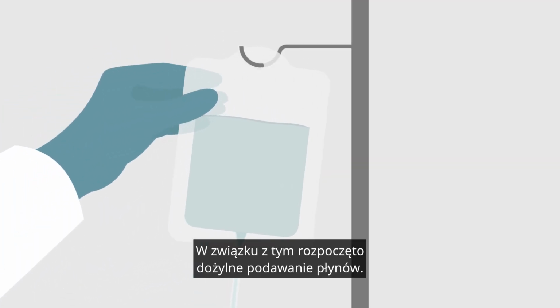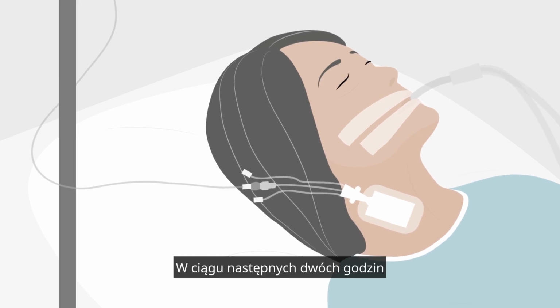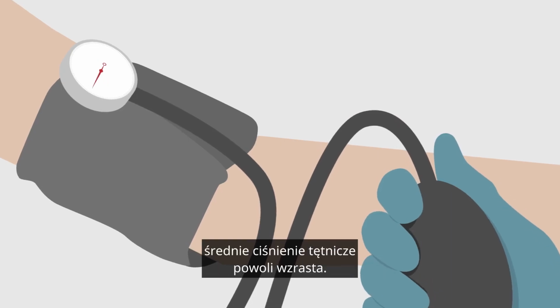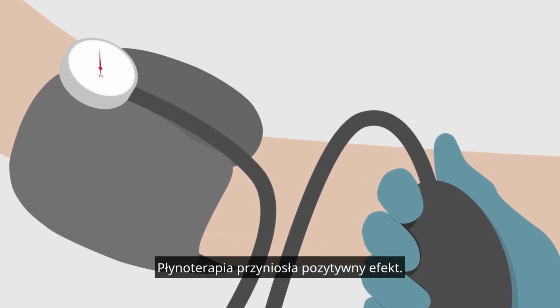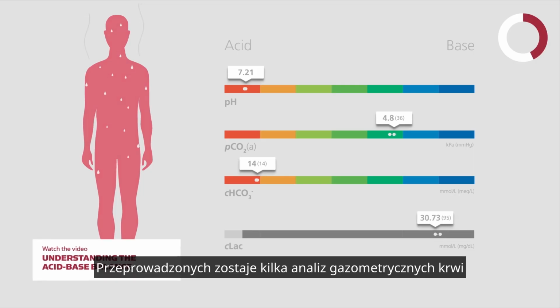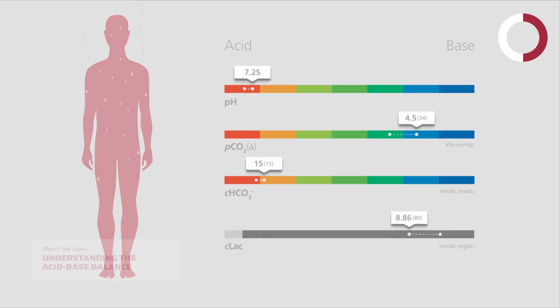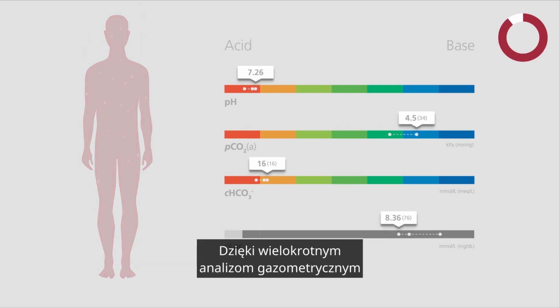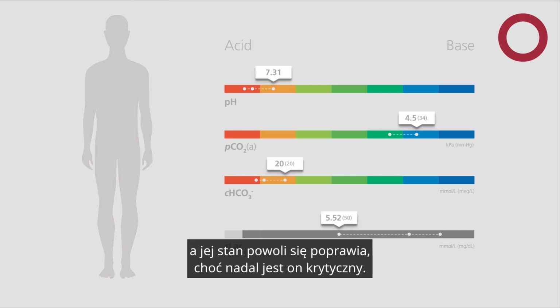A regimen of intravenous fluid management is therefore initiated. During the next 2 hours, the mean arterial pressure is slowly increasing. The fluid therapy has a positive effect. Another blood gas sample is collected and analyzed. Several blood gas analyses are performed in order to closely monitor the effect of the treatment. By way of the repeated blood gas analyses, Mrs. Ting has been provided rapid therapy and is slowly getting better, but she is still critically ill.